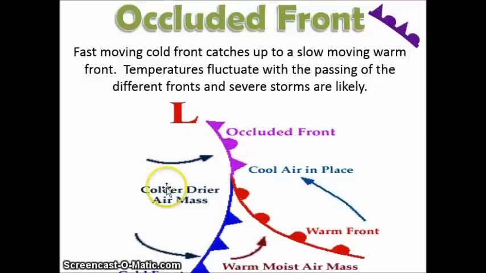Because the colder air moves faster, it will catch up from behind the warm front and meet up with it. When it does that, it changes the temperatures of the air so quickly that that's when you can get your violent thunderstorms, your tornadoes, things like that.